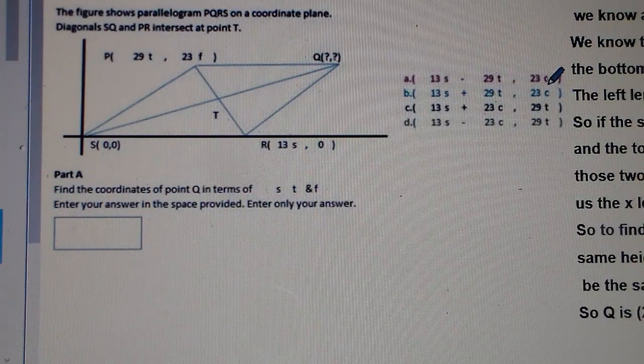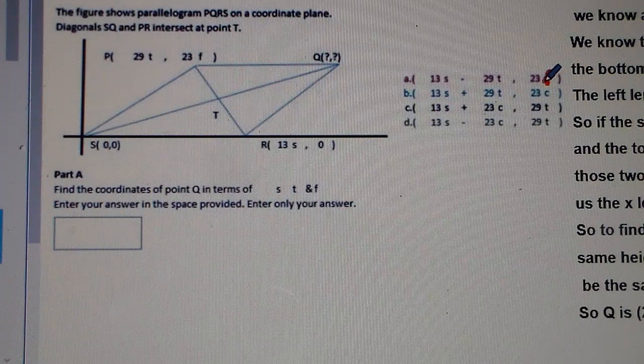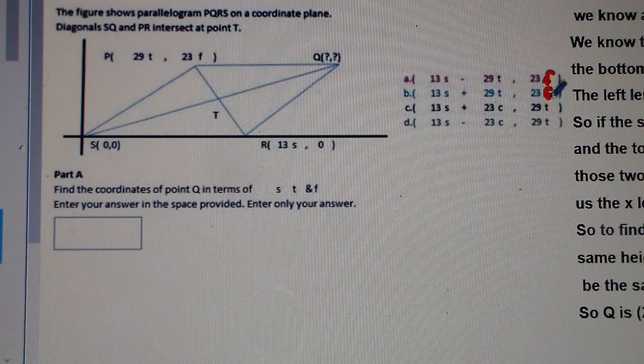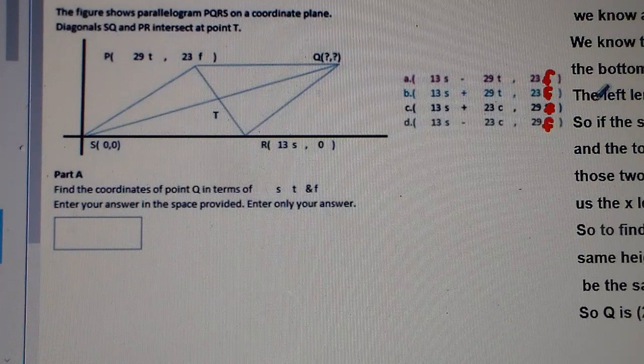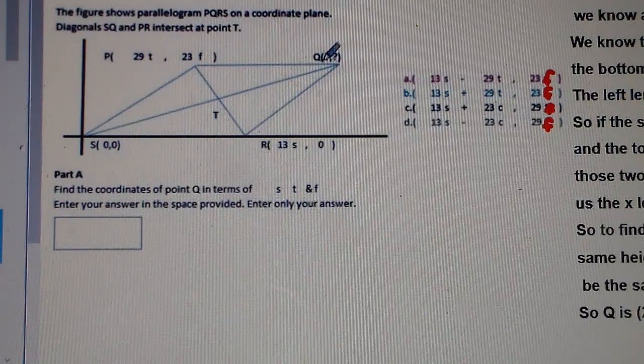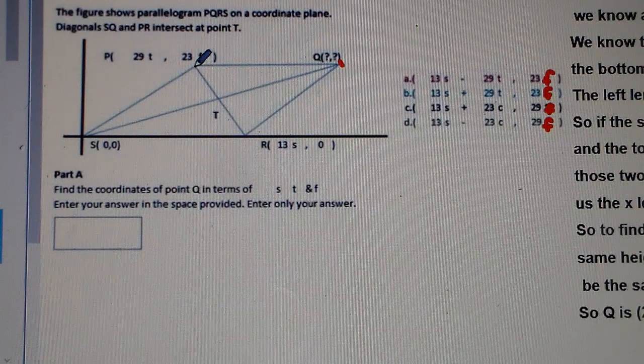Alright. I'm going to fix the programming on that. It's supposed to be all F's, as far as the height, because this height is the same as this height.